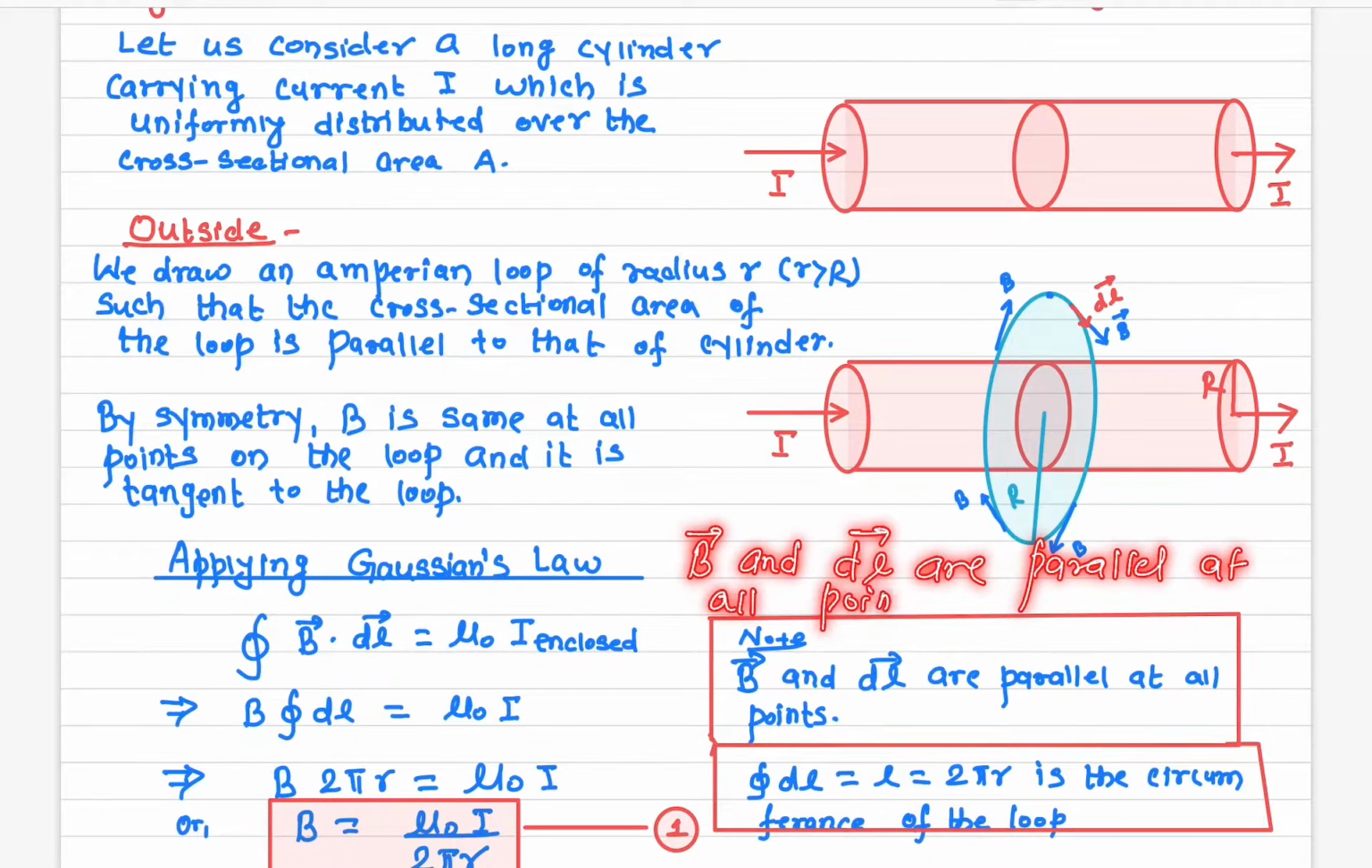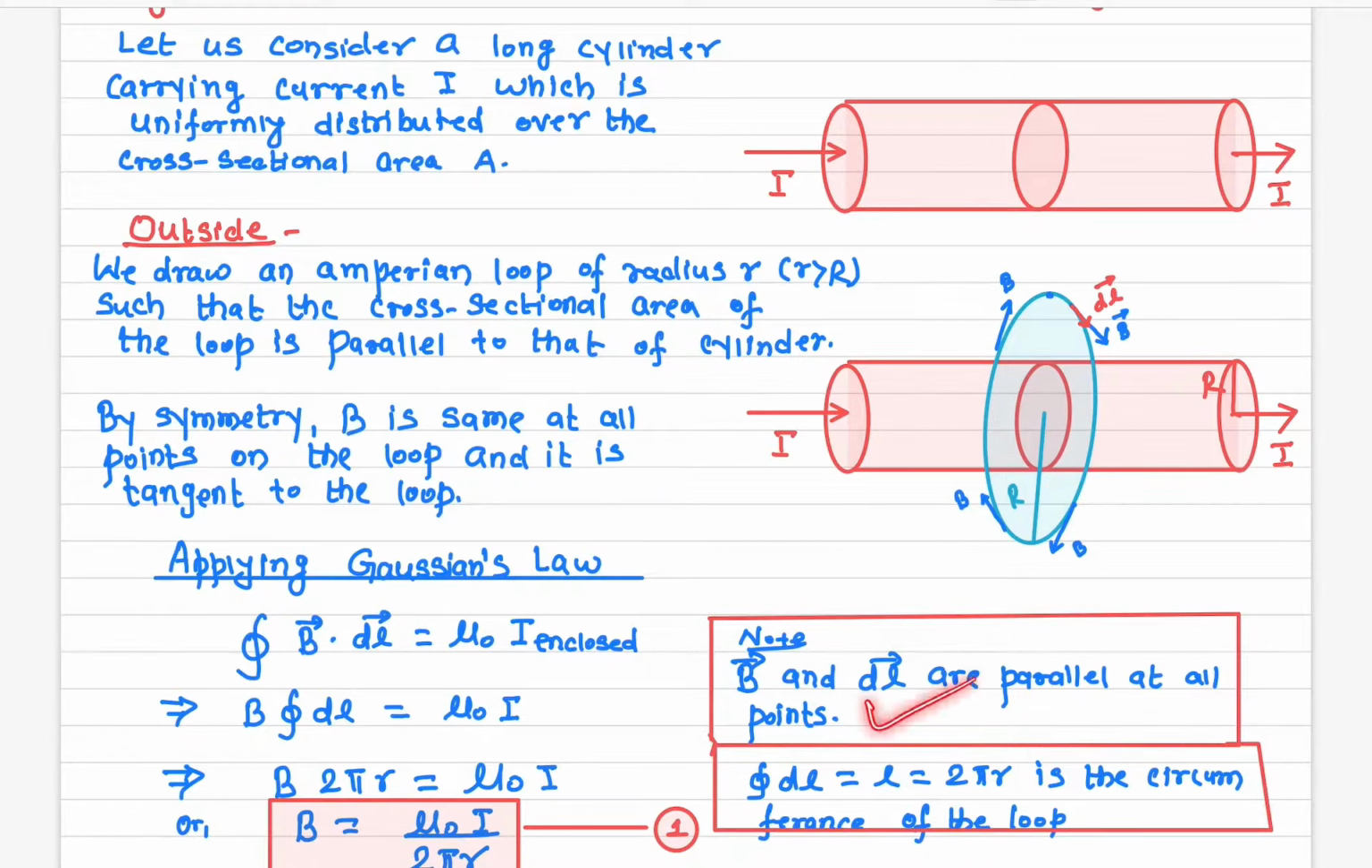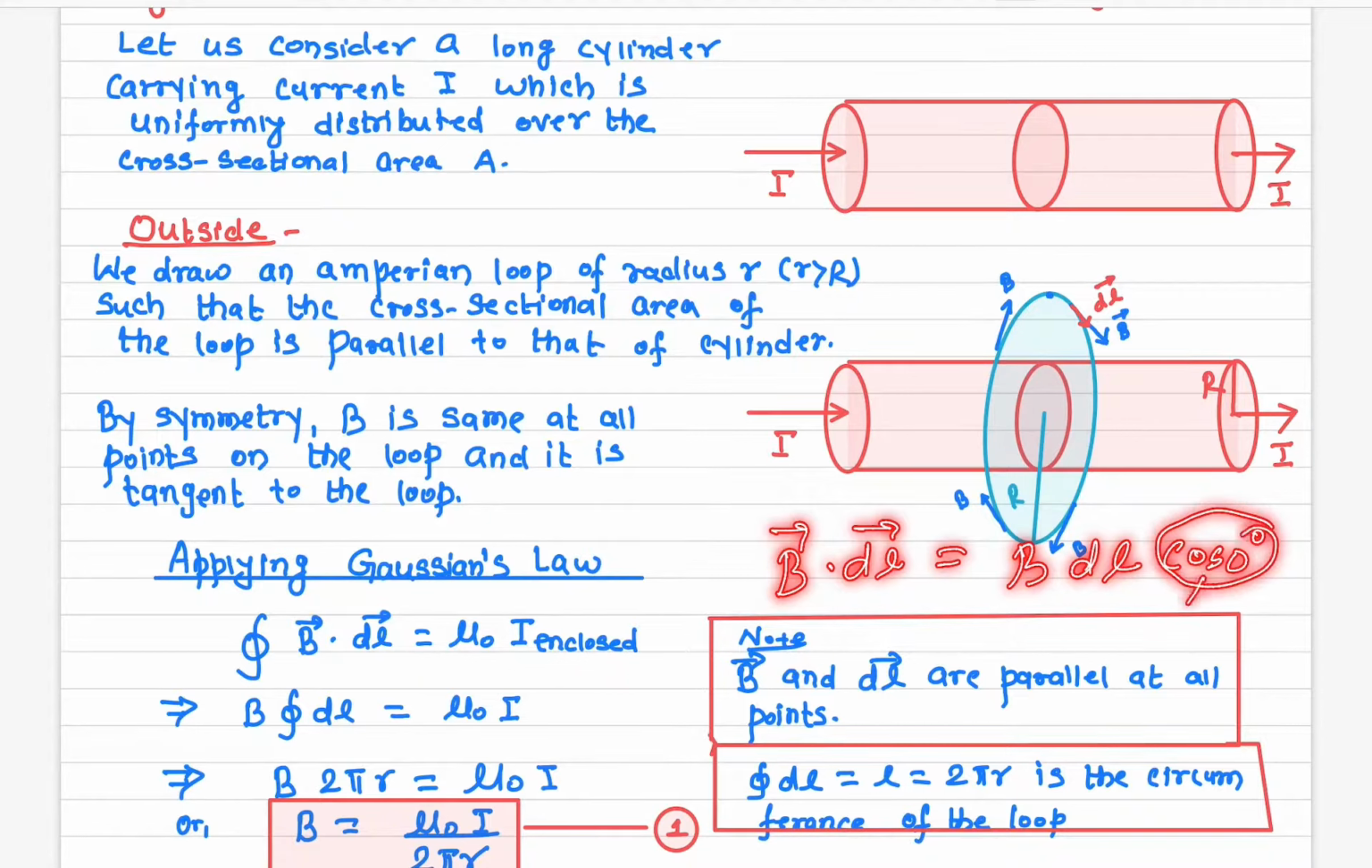And this is important because if B vector and dl vector are parallel, that means B vector dot dl vector can be simply written as B times dl, because the cosine theta will be cosine 0 degree, which is 1. All right, okay, so now let's apply Ampere's law.